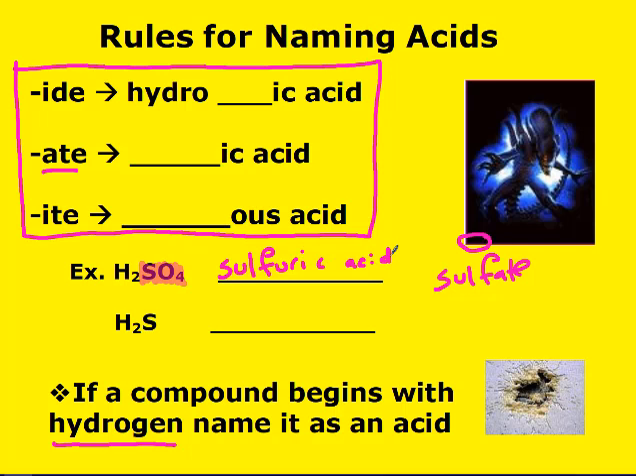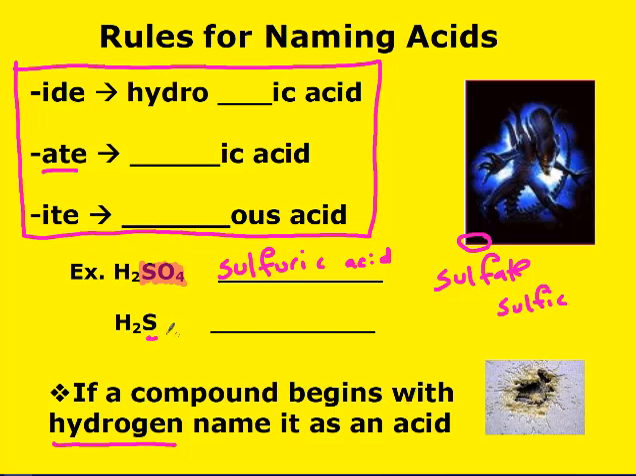A couple of them have name changes. Like if you just dropped the ATE, you would have had sulfic acid. So it actually changes to sulfuric acid. But if you put sulfic acid on a test or a quiz, then that would be fine as well. You'll eventually start seeing the ones that change.